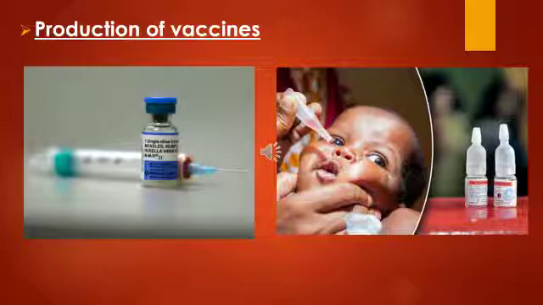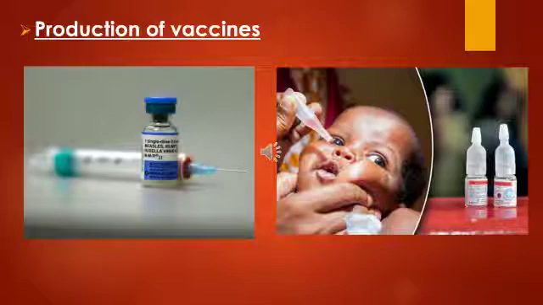And what is a vaccine, children? A vaccine is a suspension of weakened or dead disease causing microbes that is administered to prevent a disease. So a vaccine is taken to avoid any diseases in future, to prevent diseases.